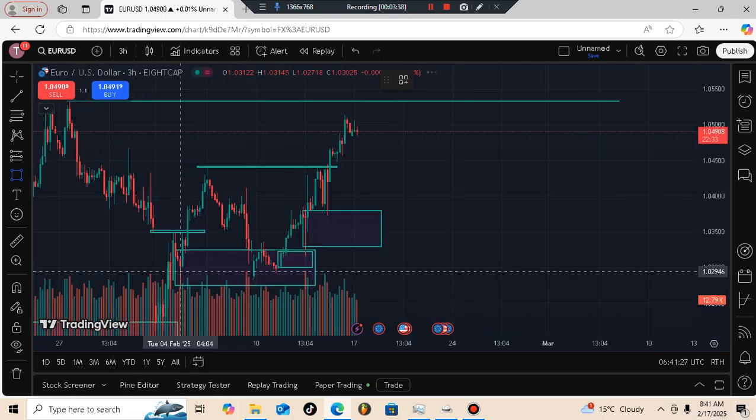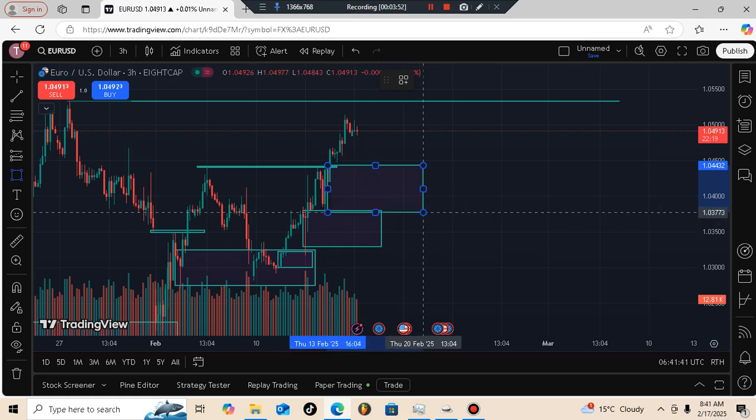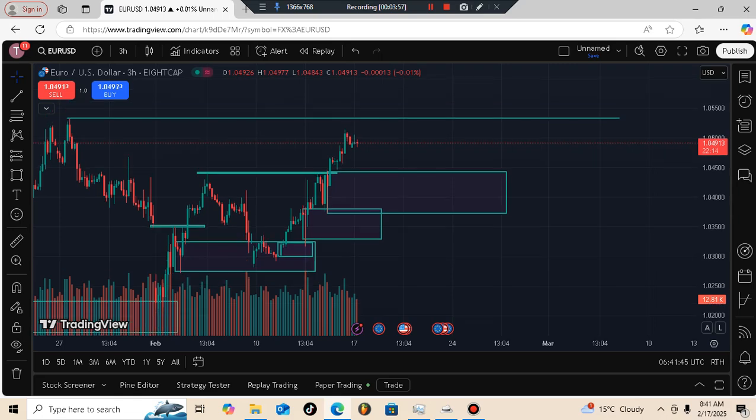So what I would like market to do in this instance, because I need to try and make what I'm trading as simple as possible, is come back to this mitigation block inside, and from the previous demand zone to the mitigation block, this area right here becomes our point of interest, and that's the only point of interest I see right now.